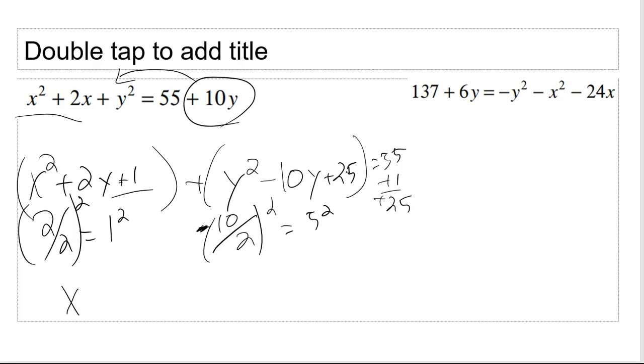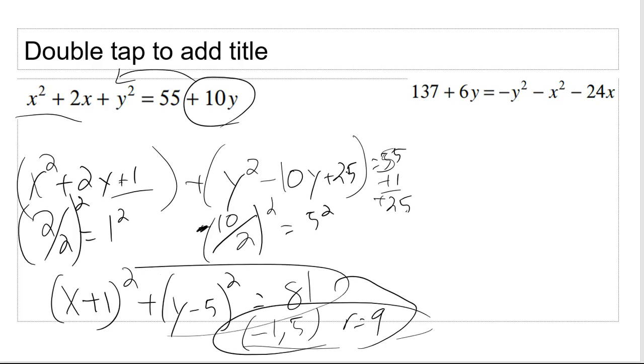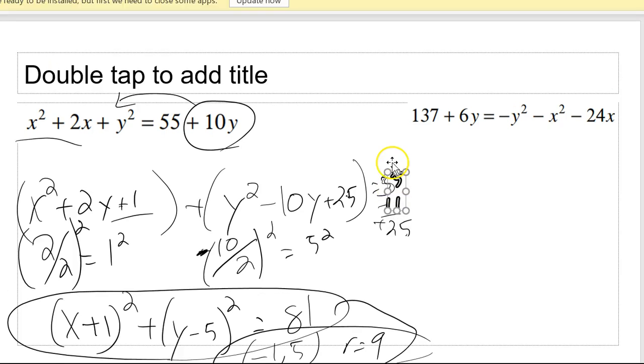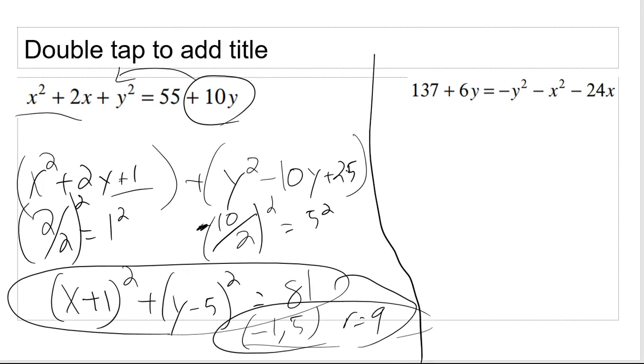So don't forget about that. Alright, we're going to get x plus 1 quantity squared plus y minus 5 quantity squared equals, that's 55, 60, 70, 81 again. So my center is negative 1, 5, and my radius is 9. There's my center and there's my radius, 2 different things. Alright, so I'm going to go ahead and erase this so I have enough room. Wrong button. Okay, alright, so I'm going to move things around.